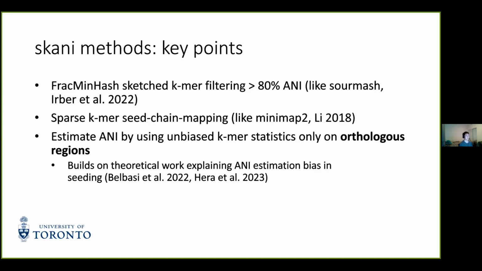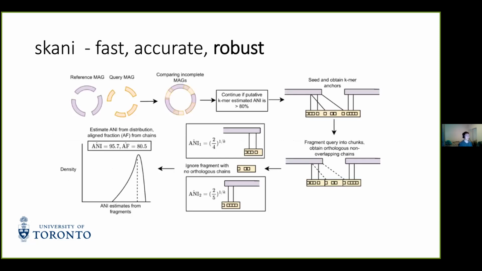And this, importantly, builds on theoretical work previously explaining ANI estimation bias and seeding. So it turns out if you use certain types of k-mer seeding schemes, you can actually get ANI estimation bias provably, mathematically. We took inspiration from these papers to implement a scheme that had minimal ANI bias. So this is a graphic representation of what I just mentioned.